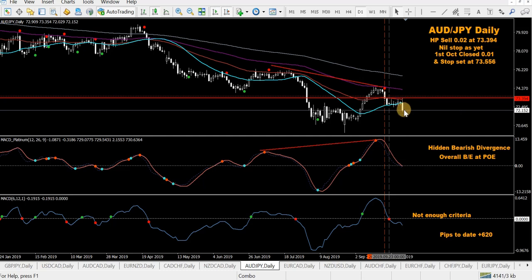It looks like it's going to tomorrow, so I might take another sell there. Looks like it's heading down, so see how we go. But it's looking all right at the moment.